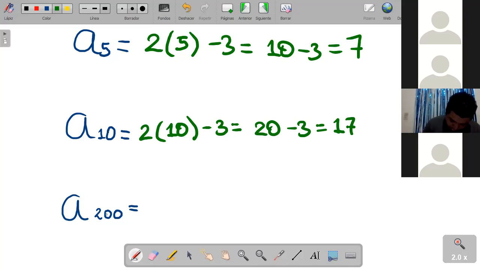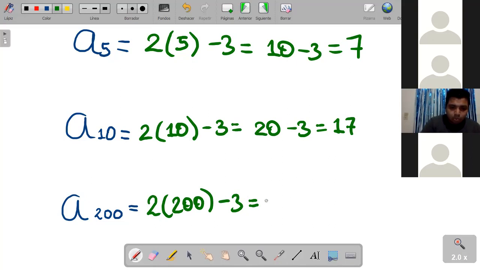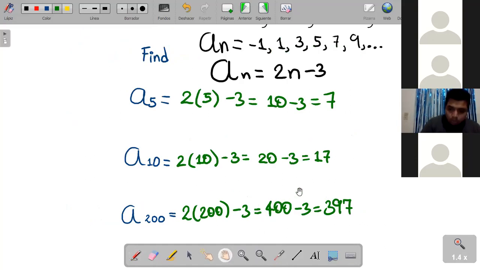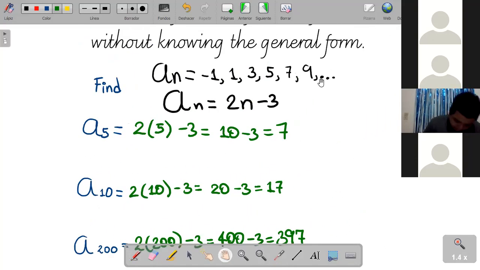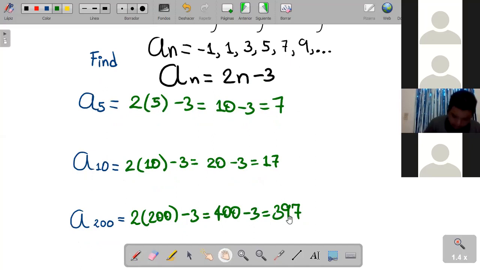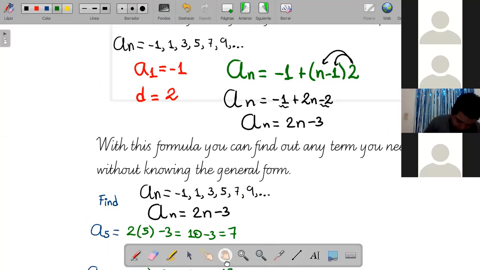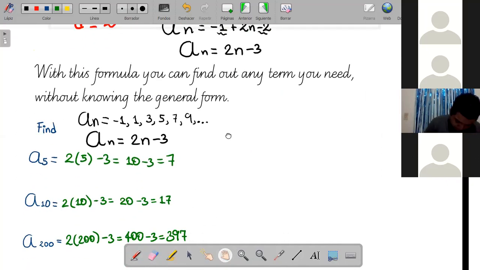So Gauss proposed that. Suppose that now you want to know the number in the position 200. How can you find that one? 2 times 200 minus 3. I think we can get it so quick. 400 minus 3, 397. There he is. We don't have to continue counting from 9, 2 by 2. You're not going to do it like that to find the number in the position 200, as you can see.